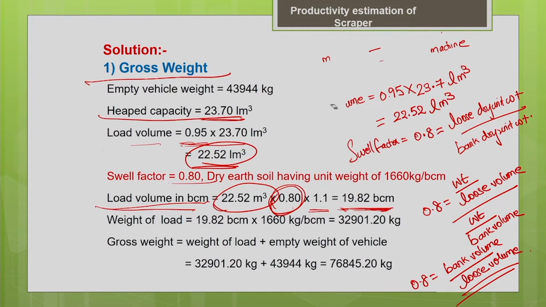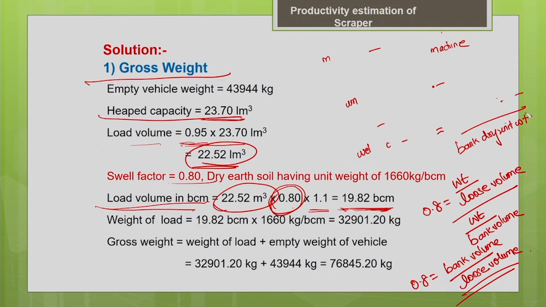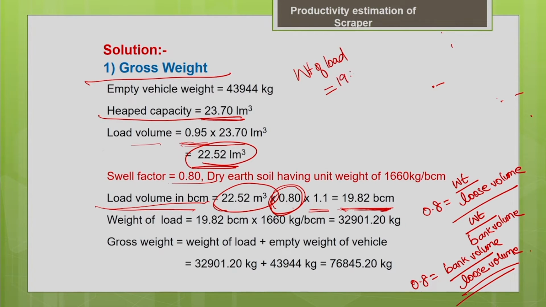So, now let me estimate the weight of the load. Okay, weight of the load inside the bowl. Okay, after I estimate the weight of load, I have to check whether it is within the safe operating limits, that is also important. So, the weight of load inside the bowl, you know the volume in bank meter cube, 19.82 bank meter cube, multiplied by the unit weight of the material, which is given in the question.